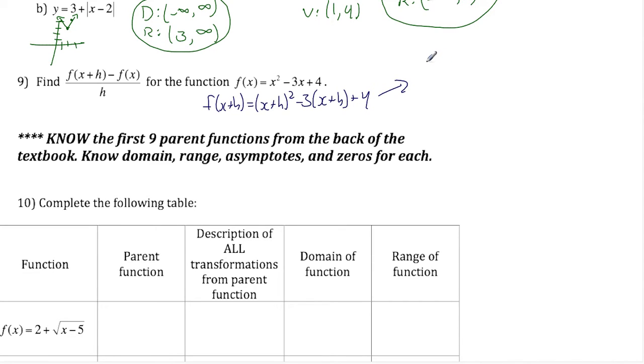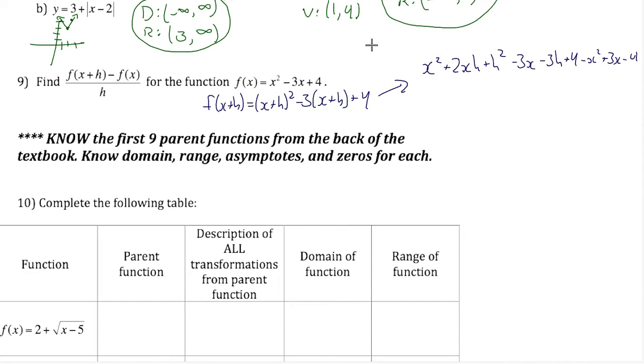As we go through this, if I simplify this down, it's going to be x squared plus 2xh plus h squared minus 3x minus 3h plus 4. And we're subtracting f of x, so that means we subtract every term here. So minus x squared plus 3x, because it's minus a negative, and then minus 4.